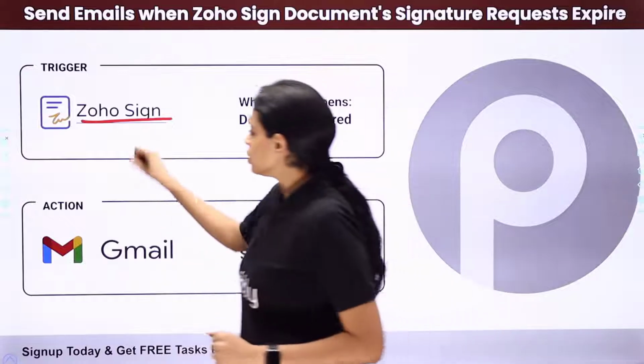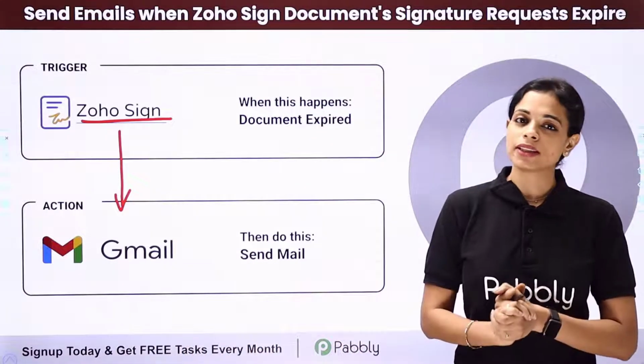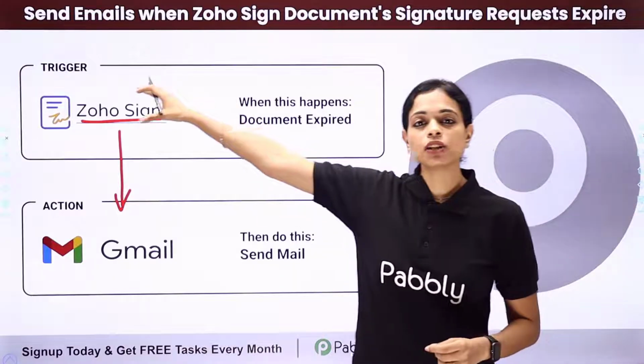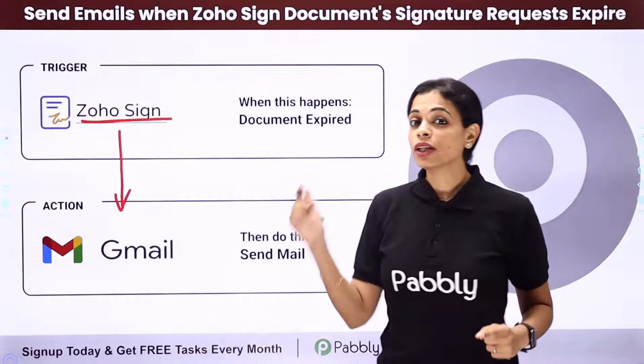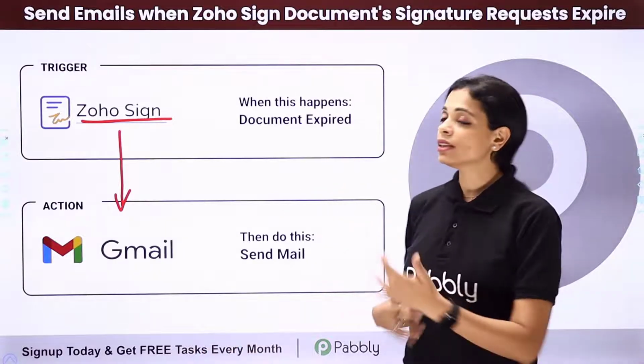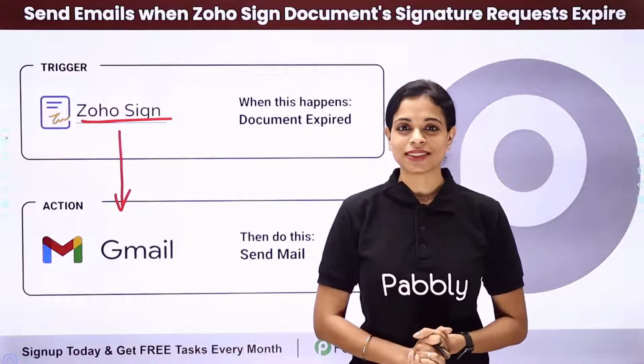Automatically. For this you will have to integrate these two applications, and the same can be done using Pabbly Connect software. Here your trigger application would be Zoho Sign and your action application would be Gmail. Now how can you integrate and automate this entire process? To understand that, let me take you to my screen.